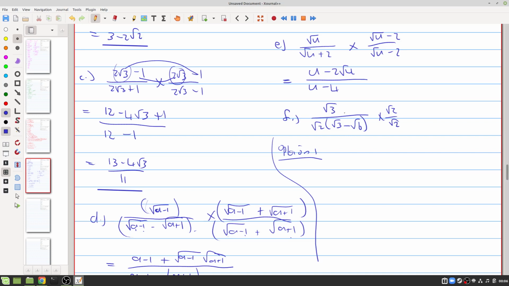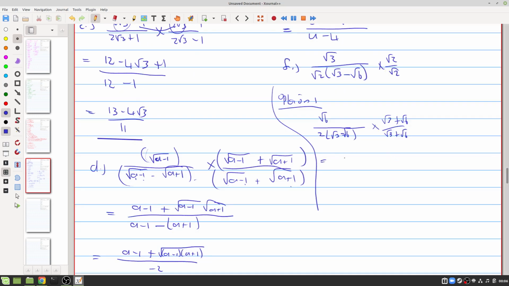Okay, so at the top, square root 3 times square root 2 is square root 6. At the bottom, square root 2 times square root 2 is just 2. And then square root 3 minus square root 6. And now we want to multiply by, let me think. Yeah, let's just multiply by the conjugate at the bottom now. So square root 3 plus square root 6 over square root 3 plus square root 6.